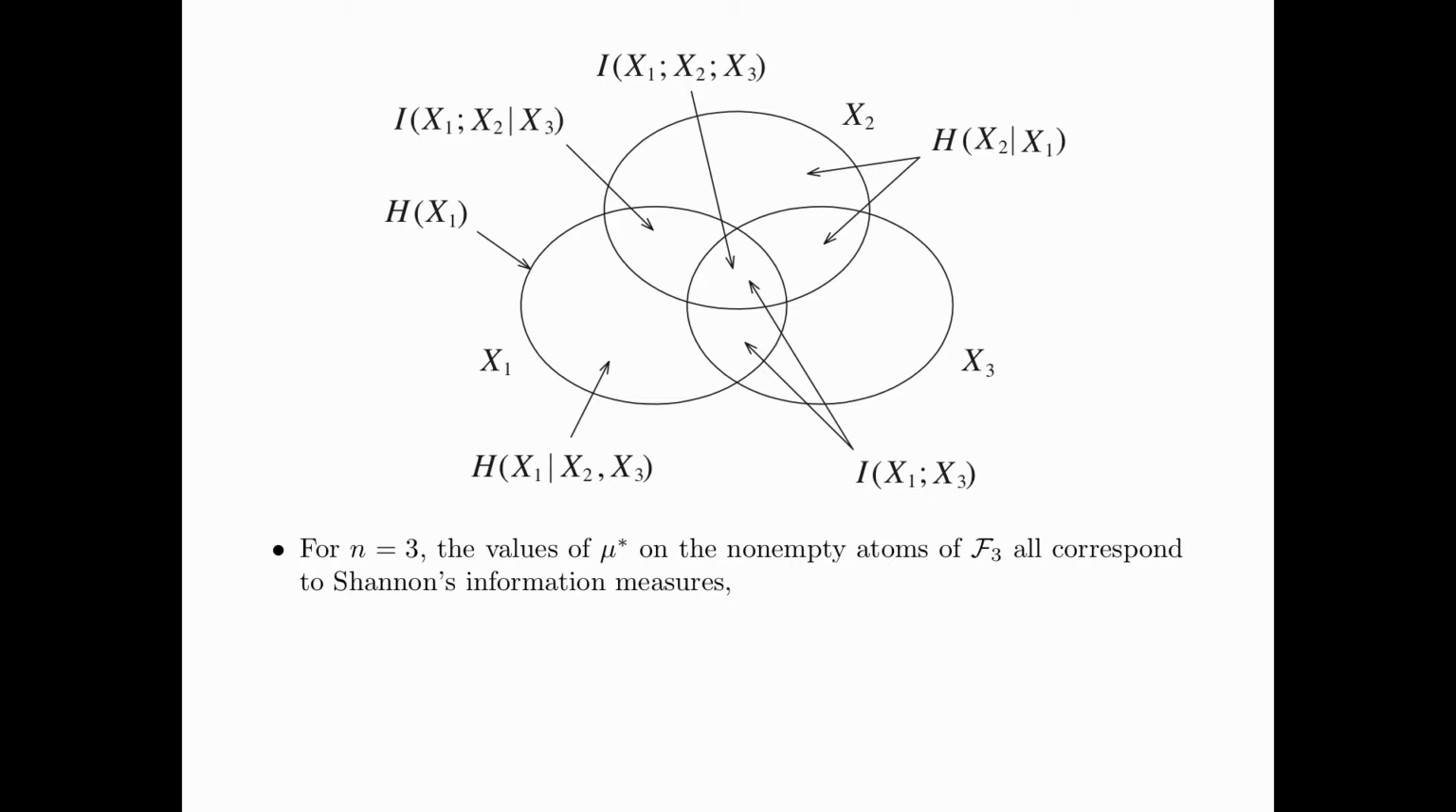Now for three random variables, there are 7 non-empty atoms of F3. First, we have those atoms that correspond to the entropy of one random variable given two random variables, for example, the entropy of x1 given x2 and x3. We also have atoms that correspond to the mutual information between two random variables given the third random variable, for example, the mutual information between x1 and x2 given x3.